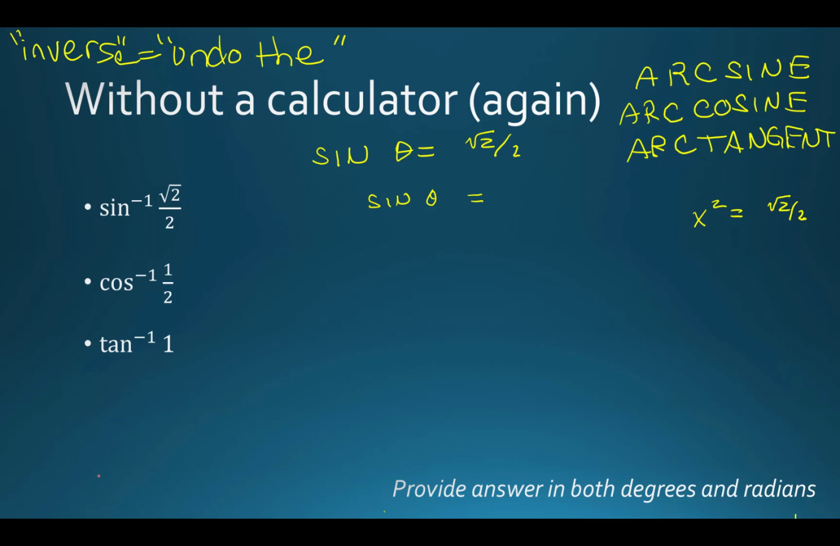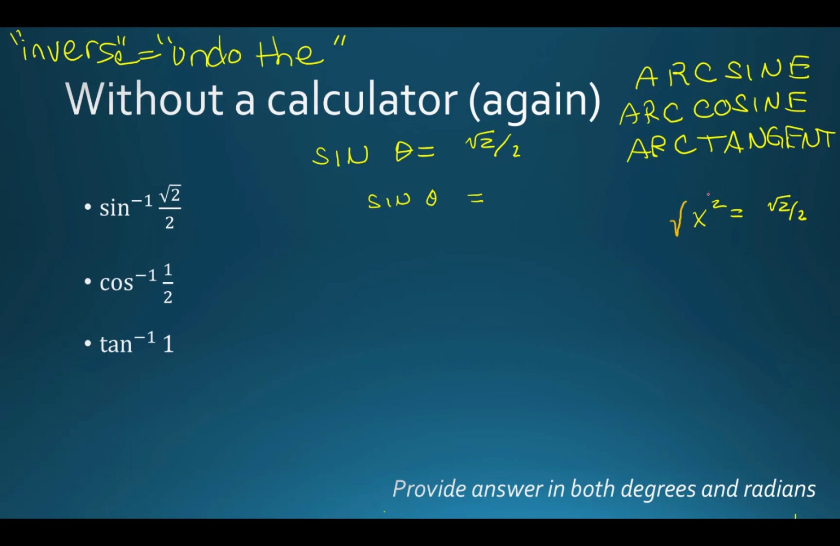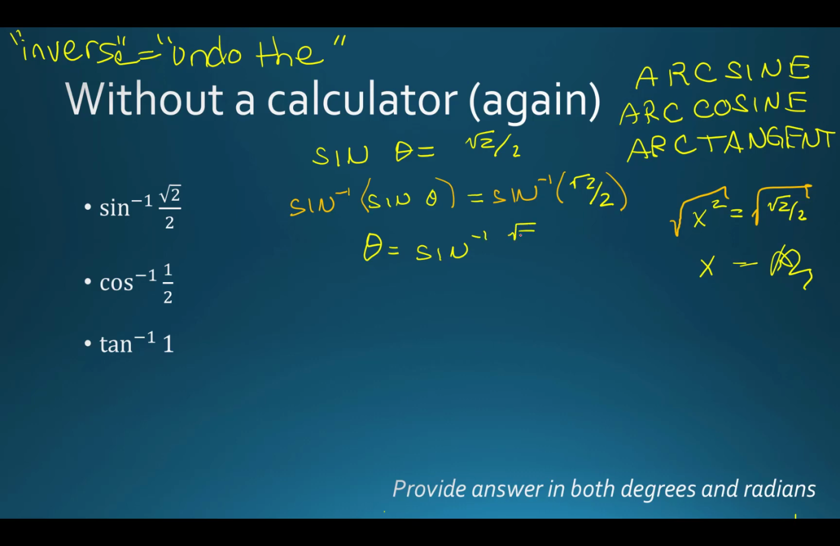If I took the square root of both sides, that's the same thing as me taking the inverse sine of both sides. If that helps. I'm trying. So this inverse sine of sine is just whatever's left over, just like the square root of x squared is just the x part. But over here, that has the inverse sine of square root of 2 over 2.